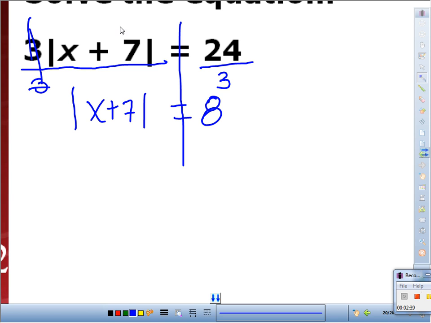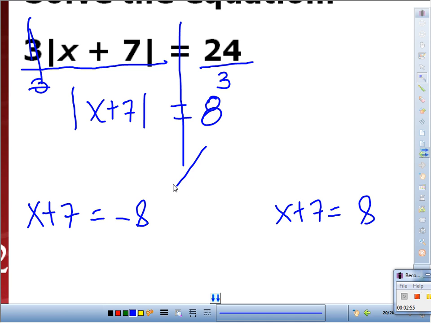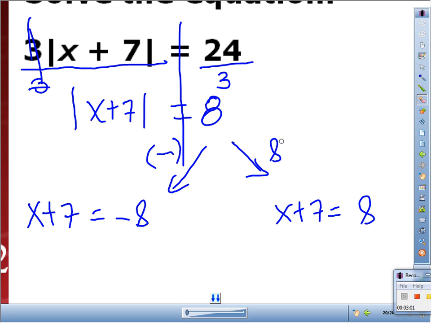Is the absolute value by itself already? Yes. So at this point, we make two equations, one for negative 8 and one for positive 8. What's inside of the absolute value? x plus 7 equals that, and x plus 7 equals that. Once again, one for the negative 8, one for the positive 8. And then we solve and you plot. Is that correct?